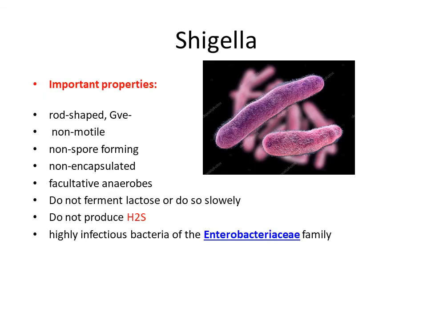In this slide, I will move on to talk about Shigella as an example of an enteric pathogen found only within the intestine. First of all, I will talk about the important properties of Shigella. Shigella are rod shaped, gram-negative, non-motile, non-spore forming, non-encapsulated, facultative anaerobes, do not ferment lactose or do so slowly, and do not produce H2S. They are highly infectious bacteria of the Enterobacteriaceae family.